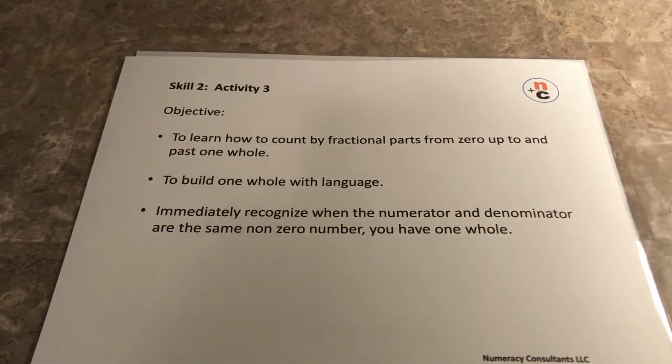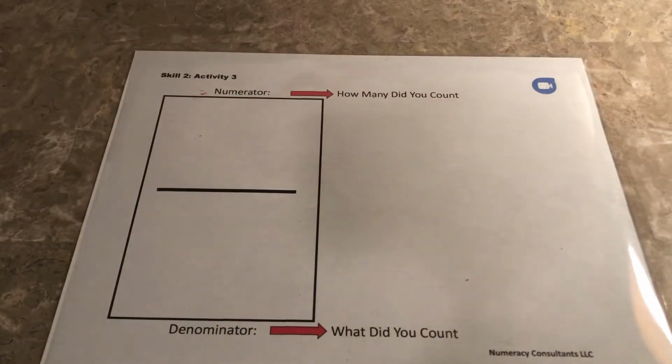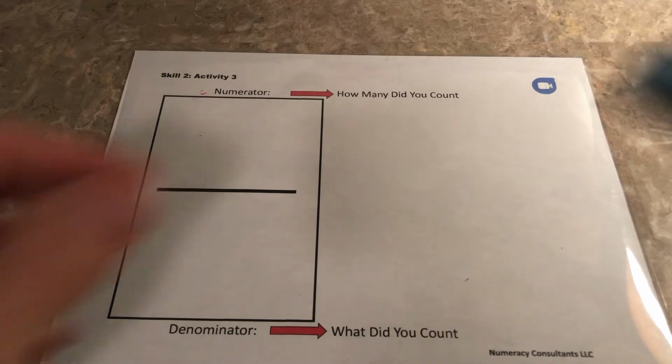Okay, skill 2, activity 3, and the objective is the same as activity 1 and activity 2: to learn how to count by fractional parts from 0 up to and past one whole, to build one whole with language, and to immediately recognize when the numerator and denominator are the same non-zero number, you have one whole. Okay?